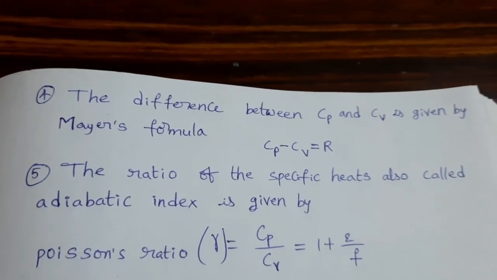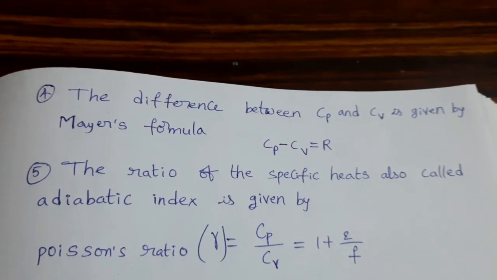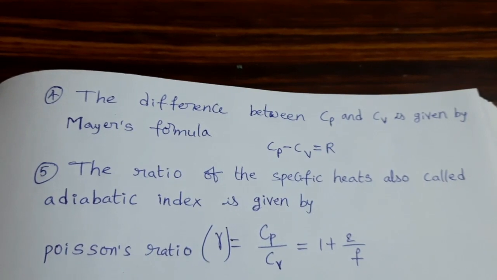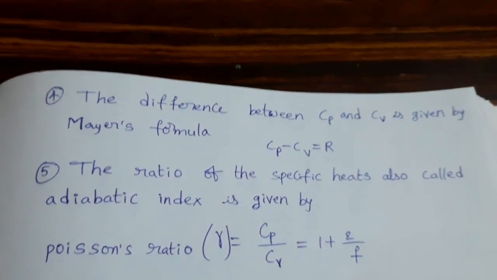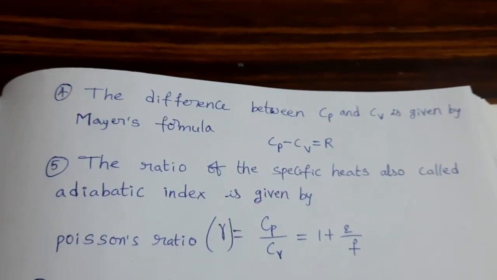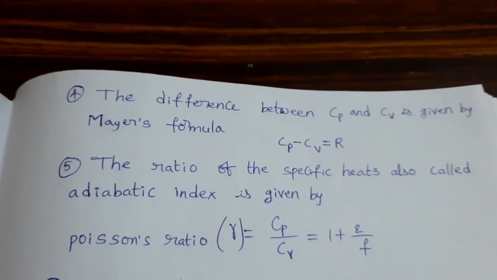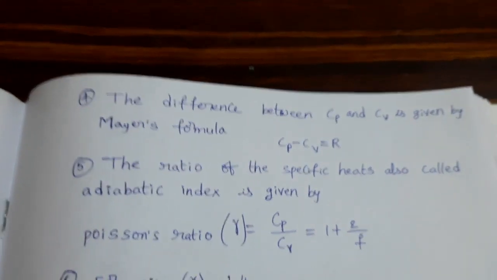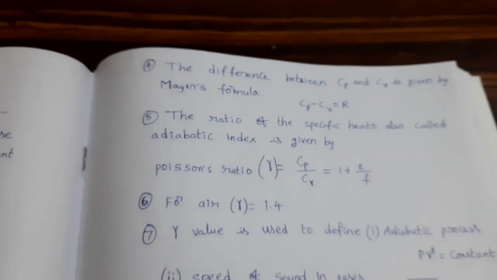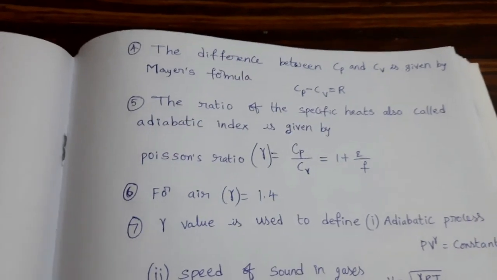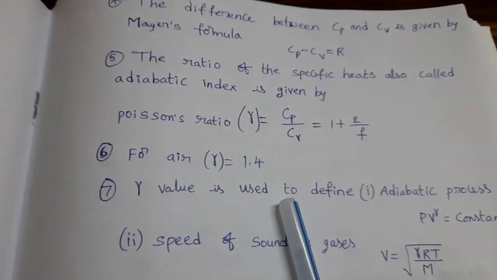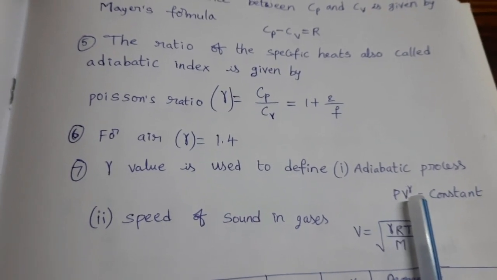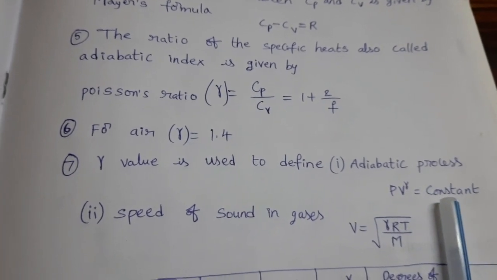The ratio of the specific heats, also called adiabatic index, is given by gamma equal to Cp by Cv, that equal to 1 plus 2 by F. This ratio is also known as Poisson's ratio. Okay, important this, remember carefully. For air, gamma value is 1.4. This gamma value is used to define adiabatic process, that is PV power gamma equal to constant.